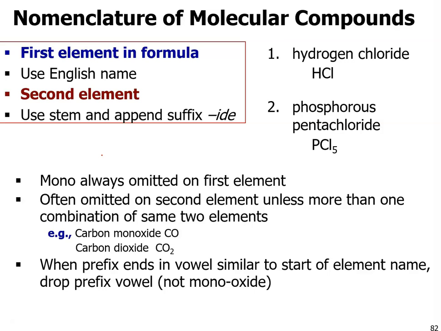Another note, when the prefix ends in a vowel similar to the start of the element name, drop the prefix vowel. So we don't say monooxide, we just say monoxide.